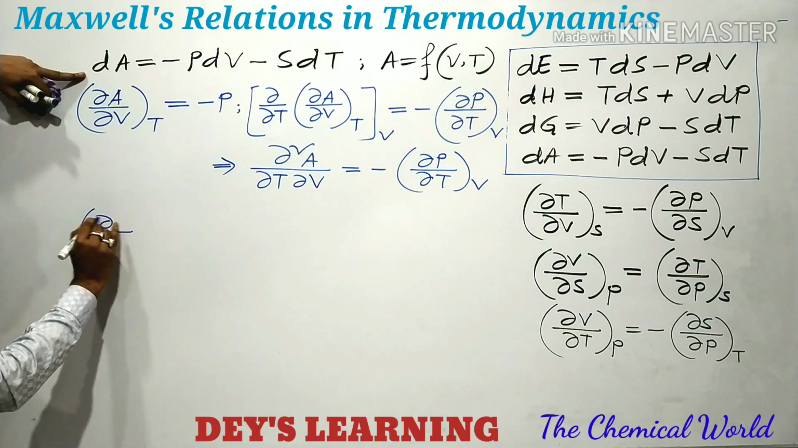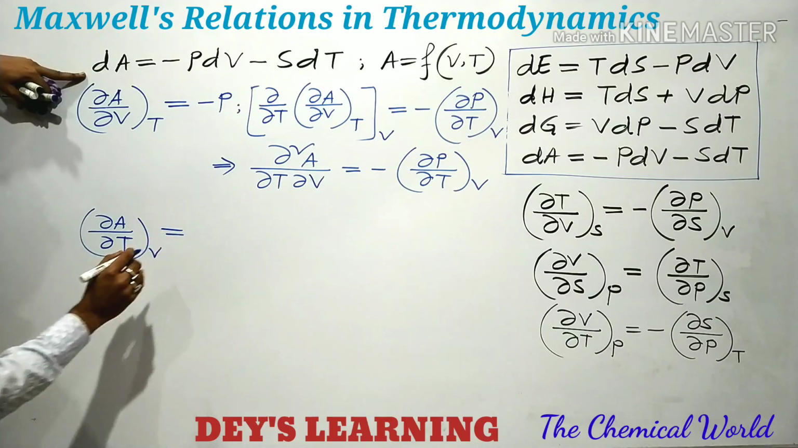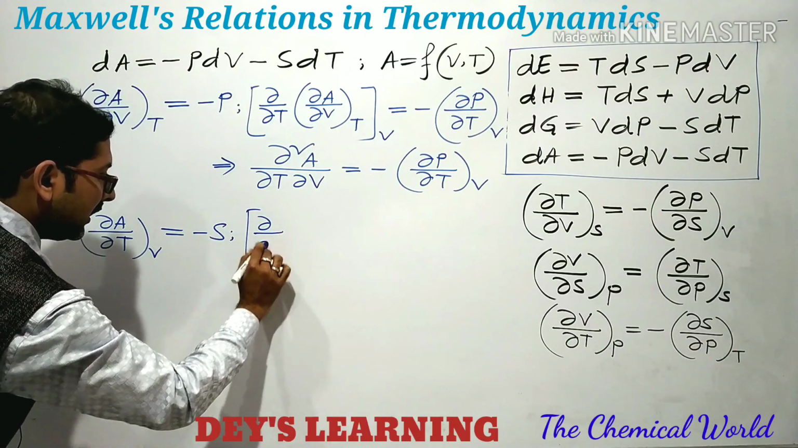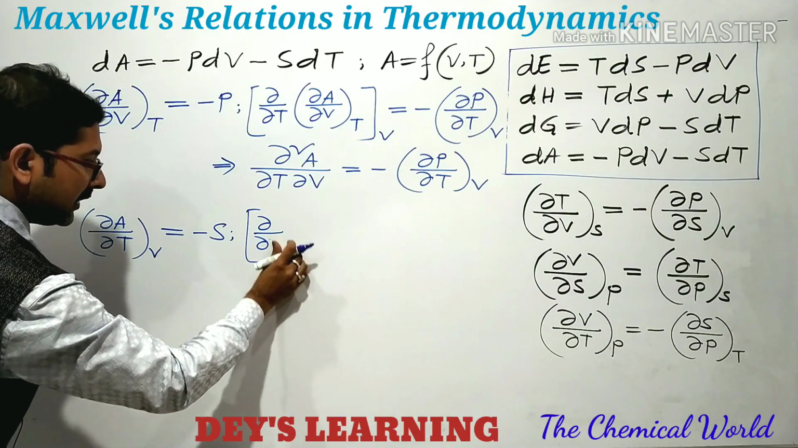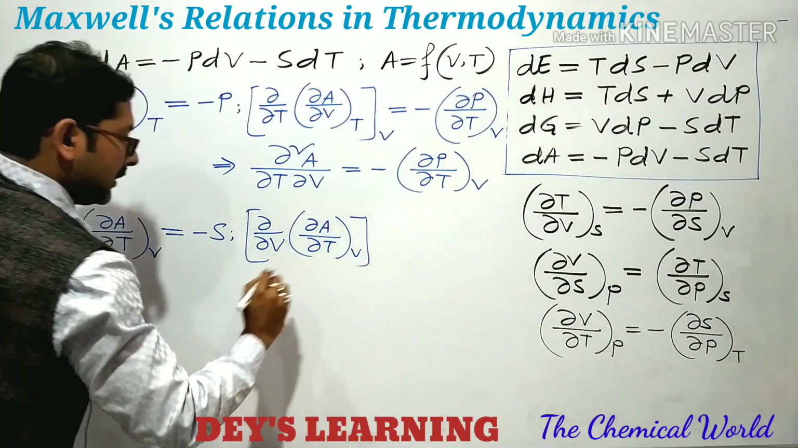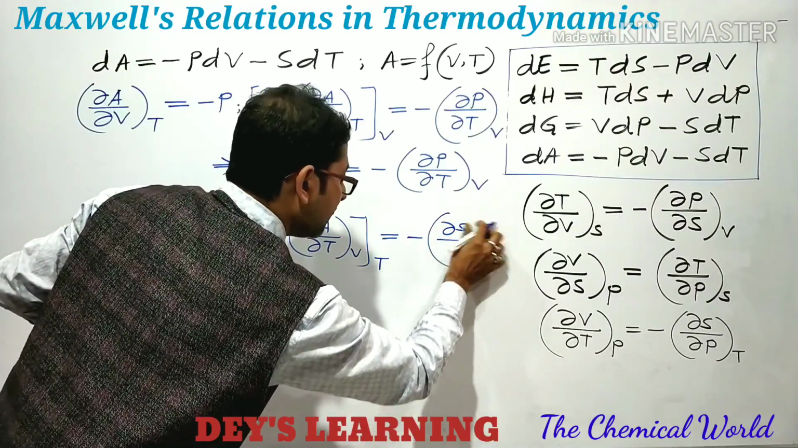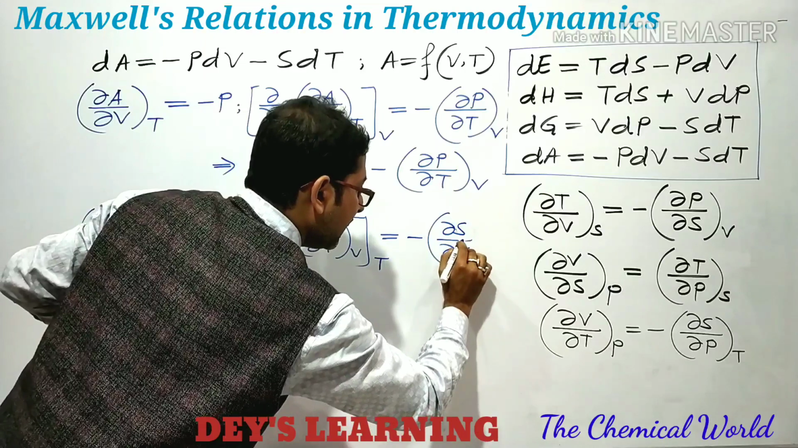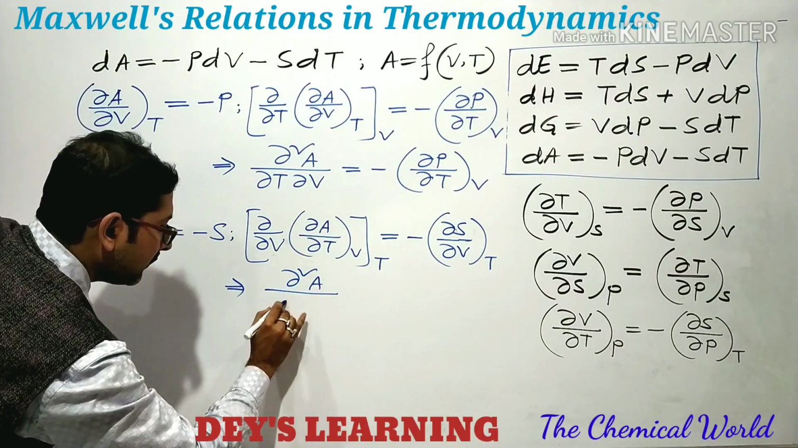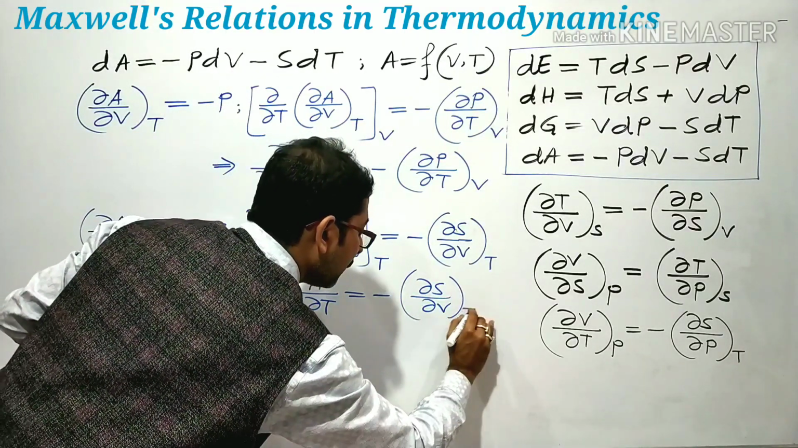Again, take the differential of A with respect to T at constant V, gives us, volume constant, means this term is 0, gives us minus S. And then ∂/∂V of (∂A/∂T) at constant V. This differential is done at constant temperature, gives us minus (∂S/∂V) at constant T. And obviously this is ∂²A/∂V∂T equal to minus (∂S/∂V) at constant T.